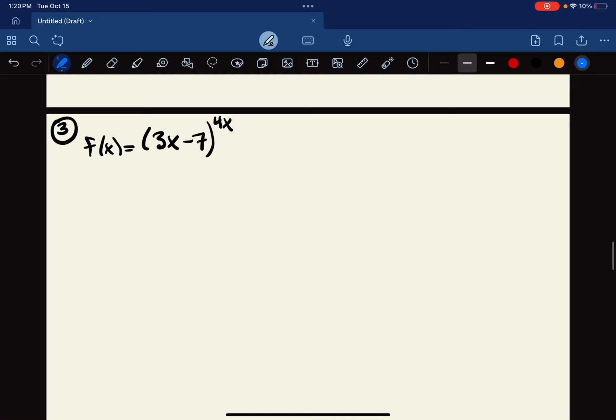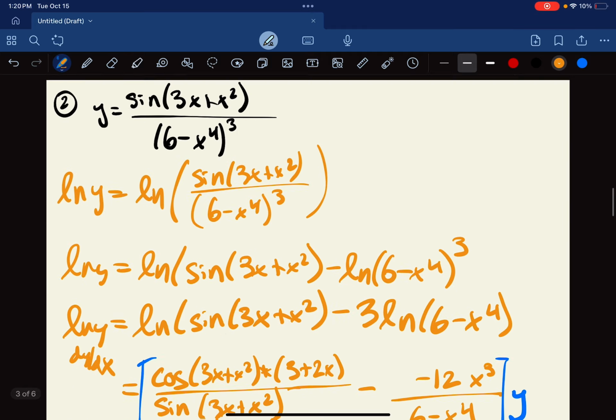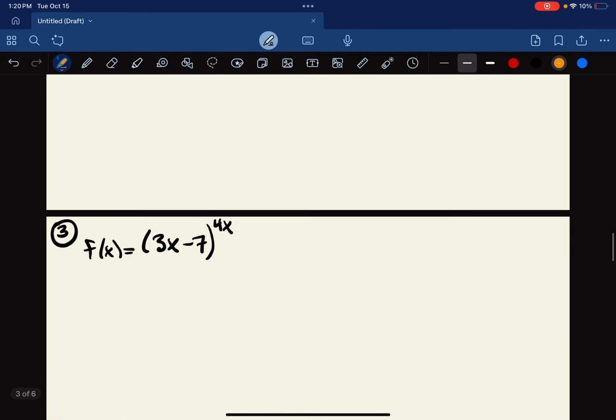Okay, then the next one is going to be this. So this is an example. So right, for this first problem, we could have used the product rule. For this second problem, we could have used the quotient rule. But for this third problem, you can't use any rule, product, quotient, or chain rule. You have to use logarithmic differentiation.